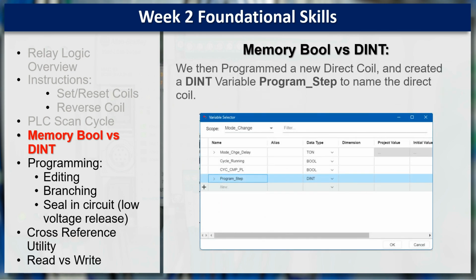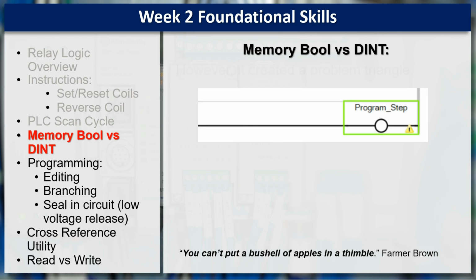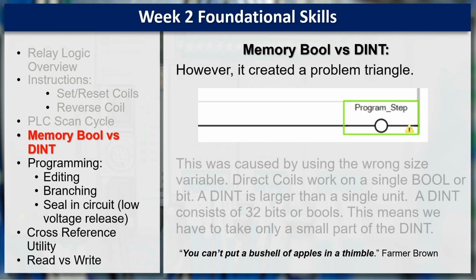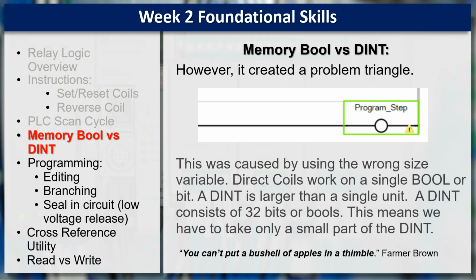Then, we programmed a new direct coil and created a DINT variable called program_step to name the direct coil. However, doing that, it created a problem triangle. This was caused by using the wrong size variable. Direct coils work on a single bool or a bit. A DINT is larger than a single unit. A DINT consists of 32 bits or bools. This means we have to take only a small part of the DINT.